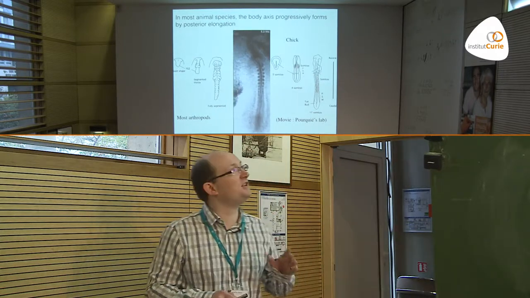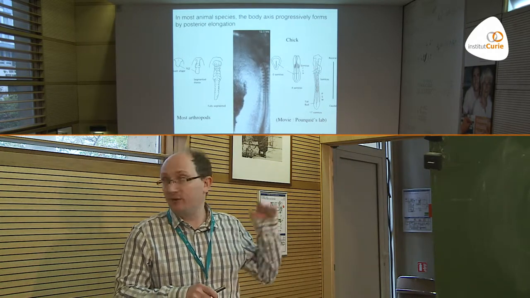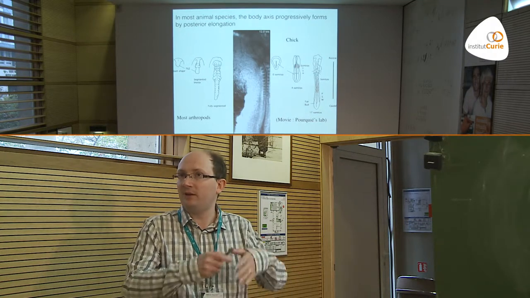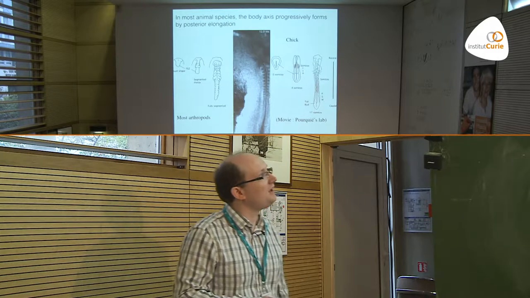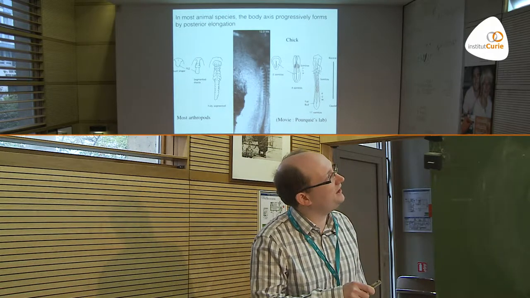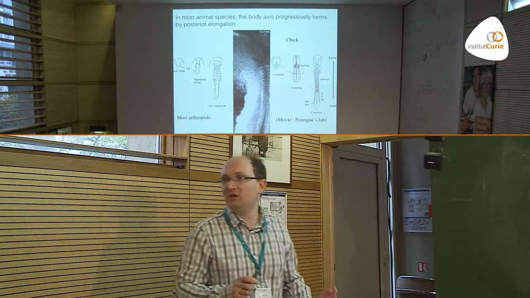So if I tell you about somites later in the talk, I refer to this structure. And these somites are basically the vertebrae precursors. Later, they will give you the vertebrae. So this is a cartoonish view of this movie. You have elongation, and as you elongate, you start forming somites. Okay? Is it clear for everybody?